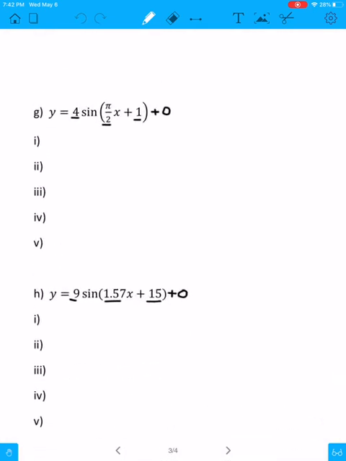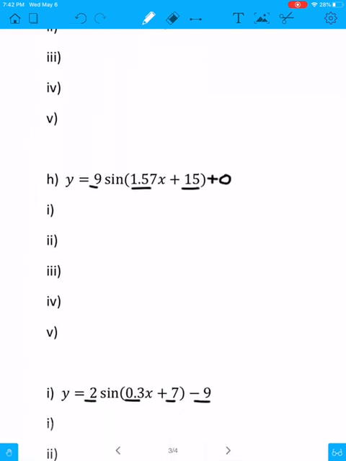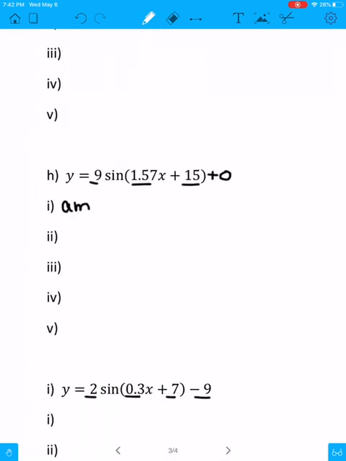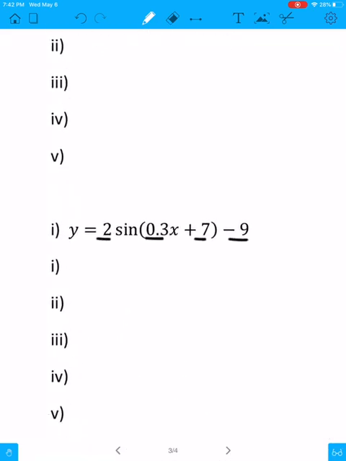G, you can try these on your own. Pause it and then do G, H, and I by yourself, and then come back and see if you got them right. Amplitude is absolute value of 4, so it's 4. This one, your amplitude equals the absolute value of 9, which is 9. And I, your amplitude equals the absolute value of 2, which is 2.